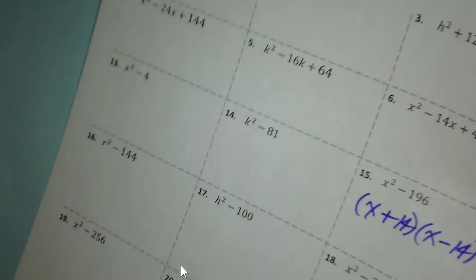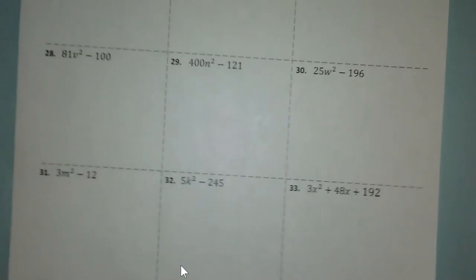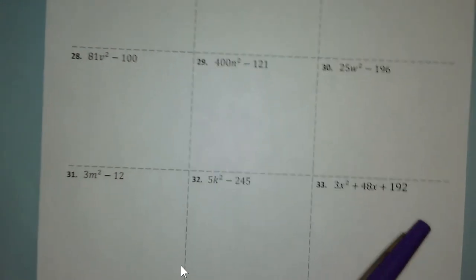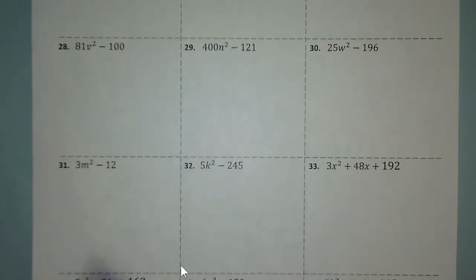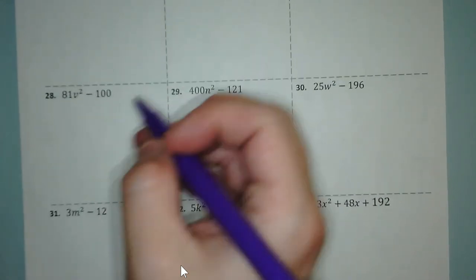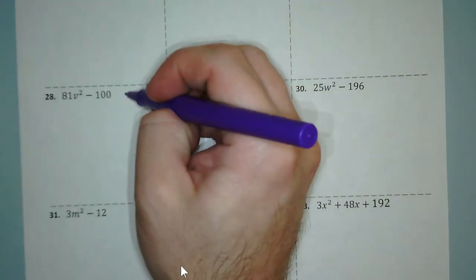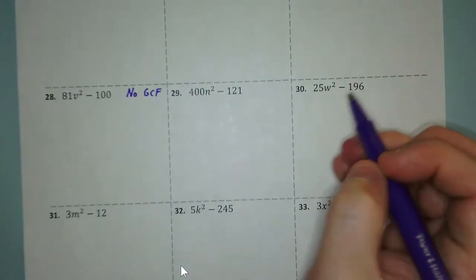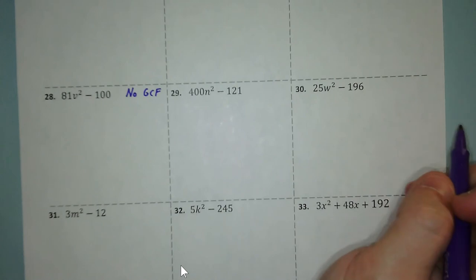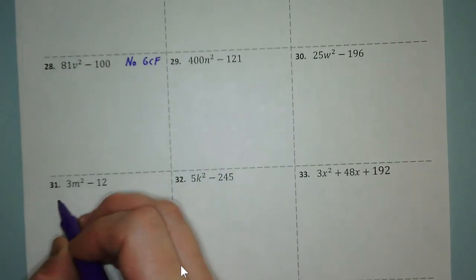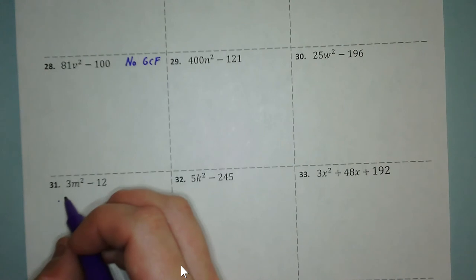Let's check on the back to see if there are any tricky ones of your homework. Again, just always make sure there's no GCF. Like let's look down here at number, oh my gosh, these are some big numbers. But in number 28, I'm going to go ahead and say that there's no GCF. But like in number 31, guess what? In number 31, there is a GCF. Okay?